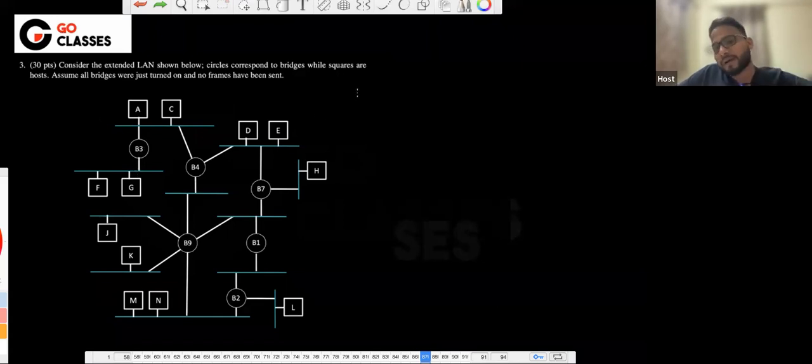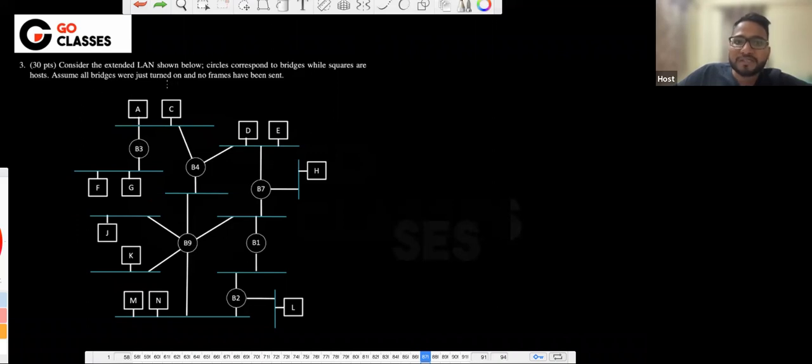I will clarify what is a subnet, what is a LAN. What is the difference between subnet and LAN? Just maybe after a few slides. I will clarify what is a subnet, what is a LAN, what is a network, right? So currently just think that this is a LAN, this is another LAN, and there is a bridge in between that is connecting these two LANs.